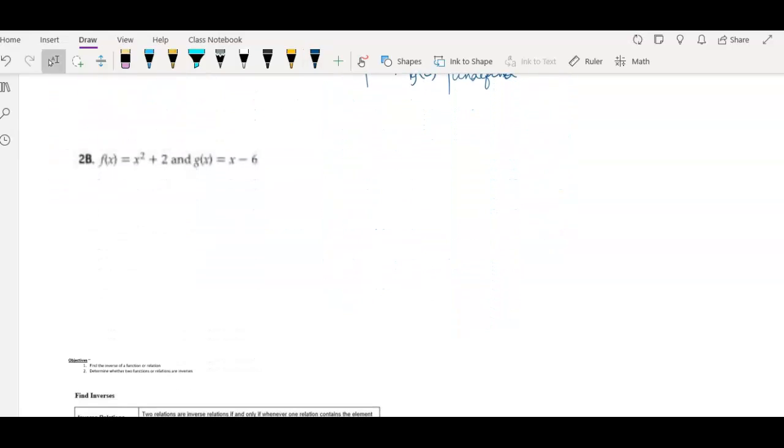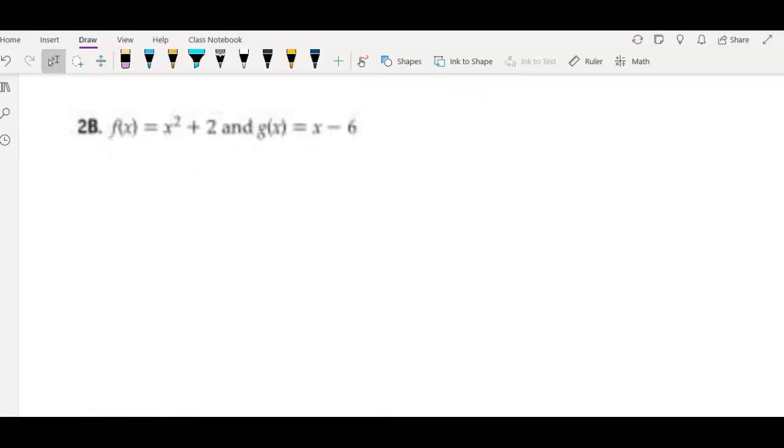All right, the last thing we're going to do today is the same thing. However, now we're going to actually have functions, not ordered pairs. So we still want to find f of g of x, and we also want to find g of f of x.